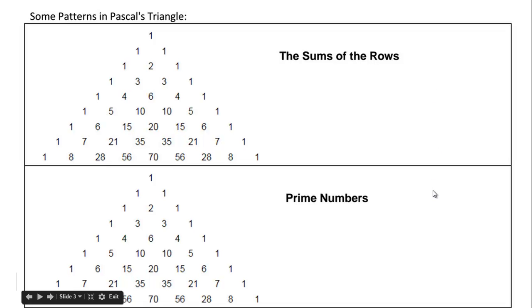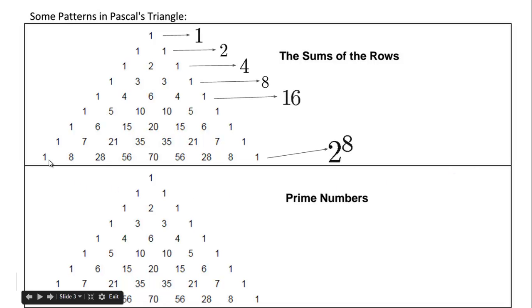There's a bunch of patterns in Pascal's triangle. Take a look at the sum of the rows. If you add up each of the rows, what do you get? We notice that we get 1, 2, 4, 8, 16, and then the last row here would be 2 to the 8. So whatever row we are in, this is row 8, because it starts with an 8 after the 1, and it's 2 to the power of 8. That's tremendously important when we get into combinations in grade 12.